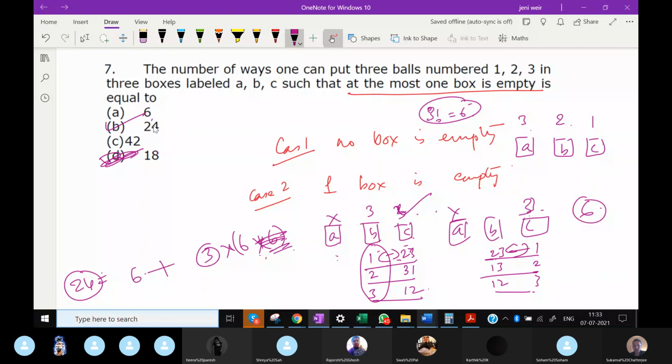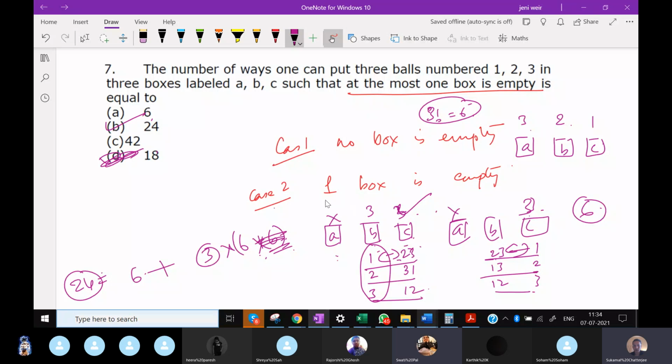Clear? Is it clear? Sir, please explain the case 2 again.